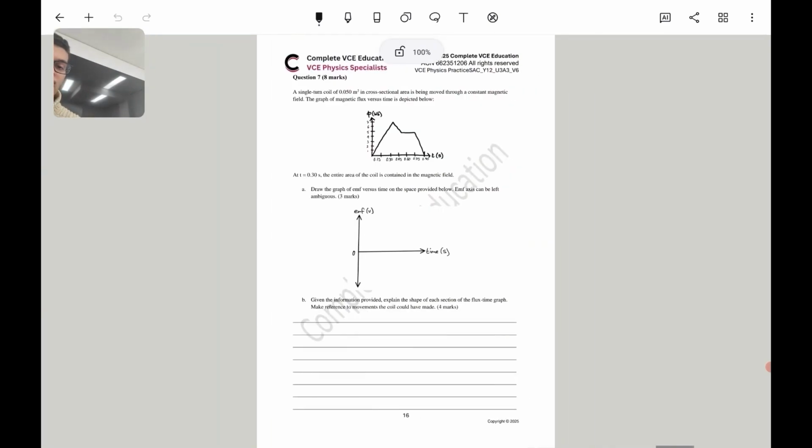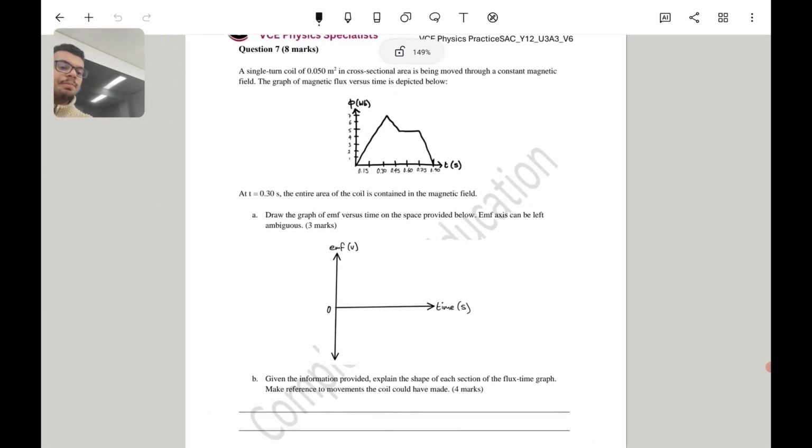All right, next question, question number 7. So here, a single turn coil of 0.05 meter squared in cross-sectional area is being moved through a constant magnetic field. The graph of the magnetic flux versus time is shown below. Okay, now at 0.3 seconds, the entire area of the coil is contained in the magnetic field. Okay, so we know that. Now draw the graph of the EMF versus time on the space provided below.